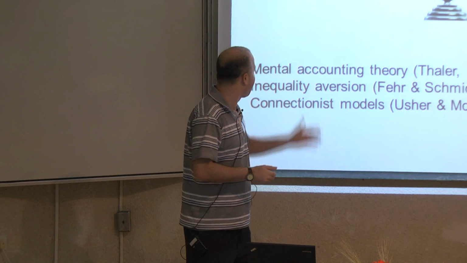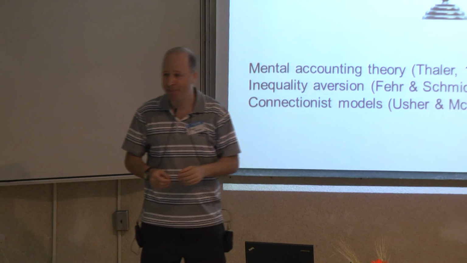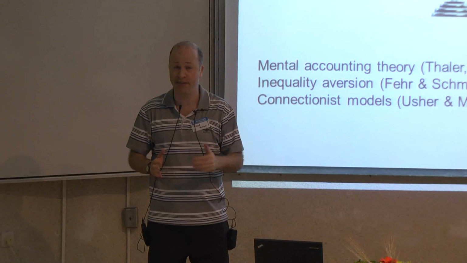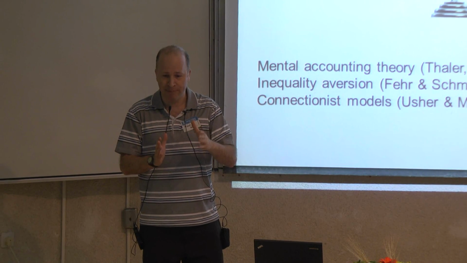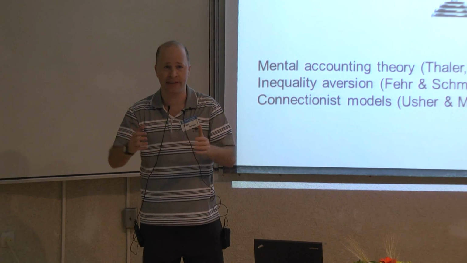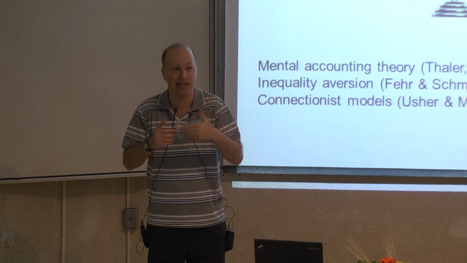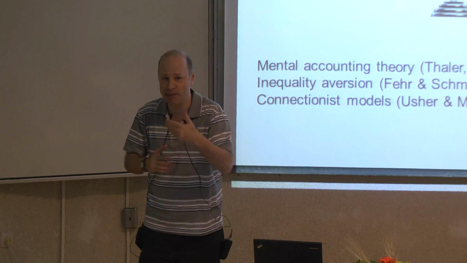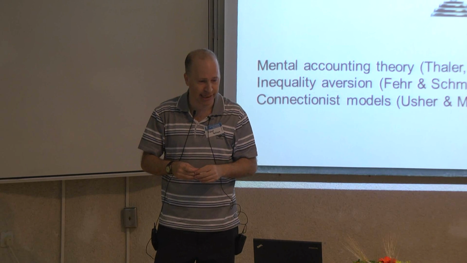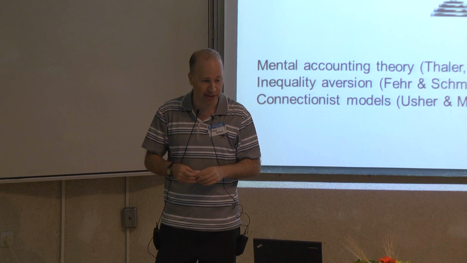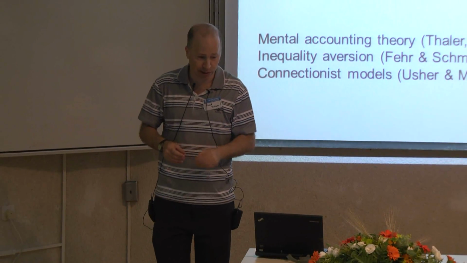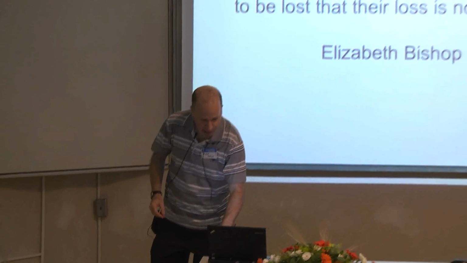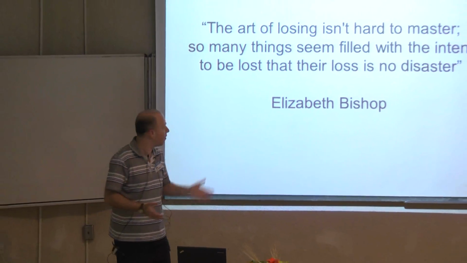And this has been the basis of theories such as mental accounting theory, particularly the endowment effect, the fact that people give a higher price for selling things than for buying things. The idea is that when you sell things, it's like a loss, and you have to be compensated for that to a greater extent. It's also the basis of inequality aversion, a very influential paper by Fehr and Schmidt, and also used in connectionist modeling. But there could also be other intuitions.